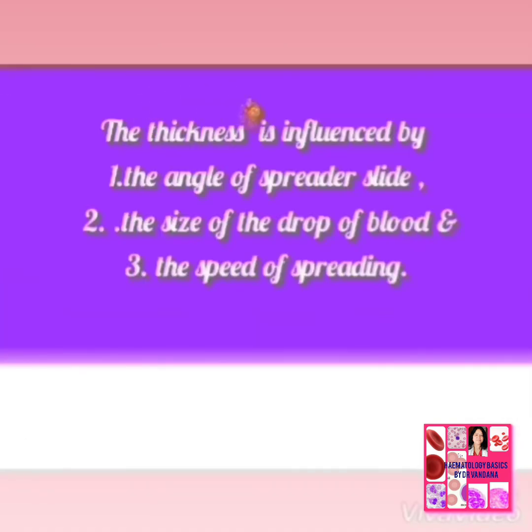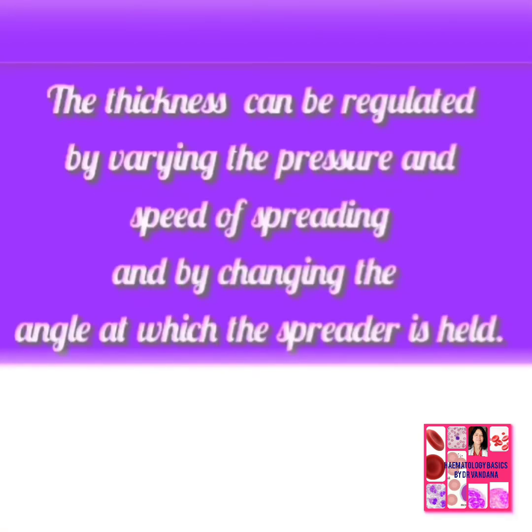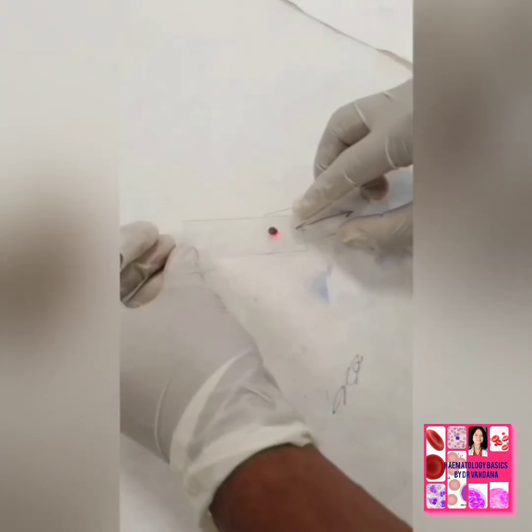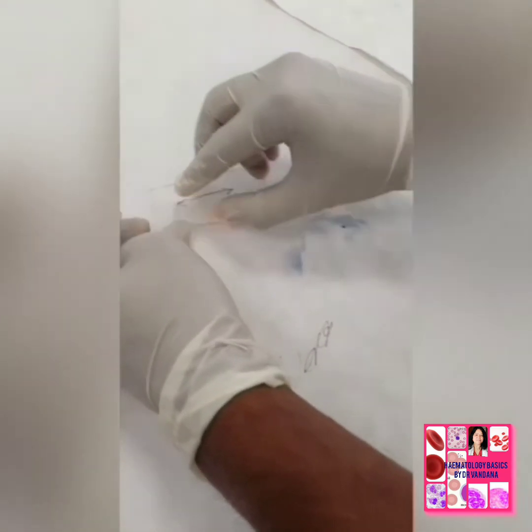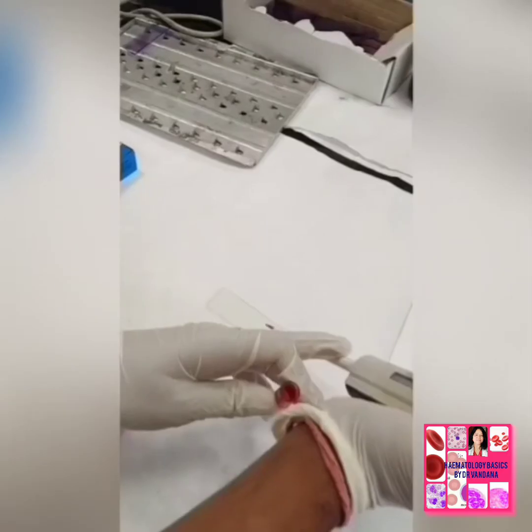So, how can the thickness of the film be regulated? The thickness of the film can be regulated by varying the pressure and speed of spreading and by changing the angle at which the spreader is held. The quality of the film produced depends on a proper smearing technique and the quality of the staining process. So, we'll discuss smearing technique here and staining quality in the next video.